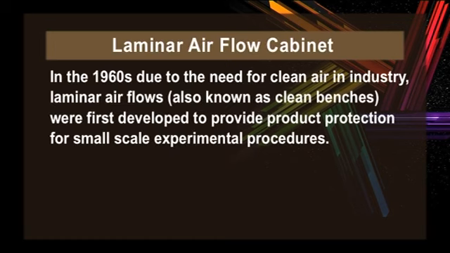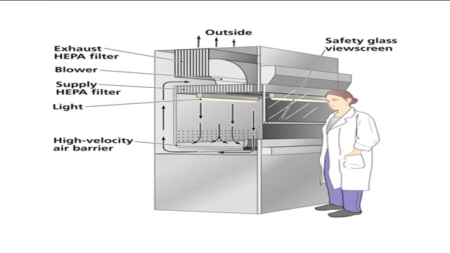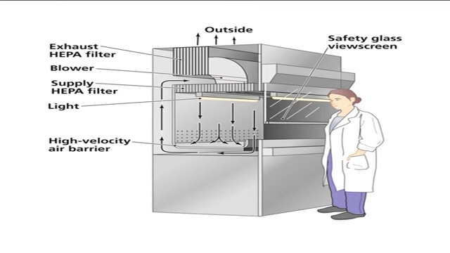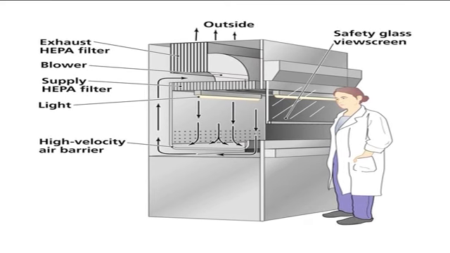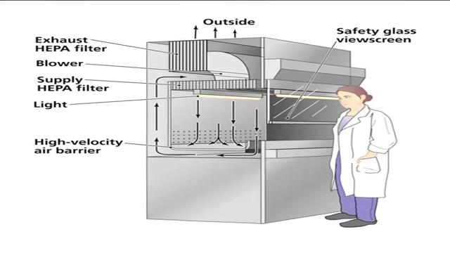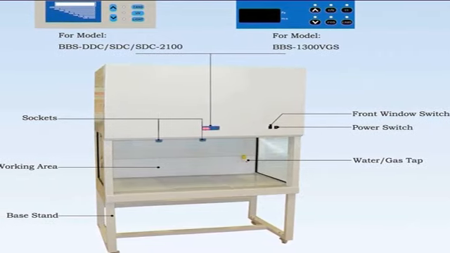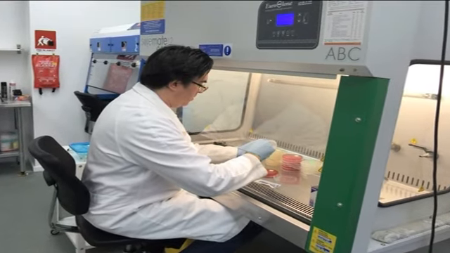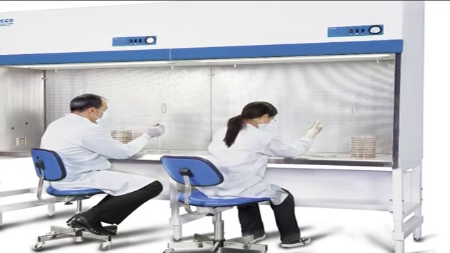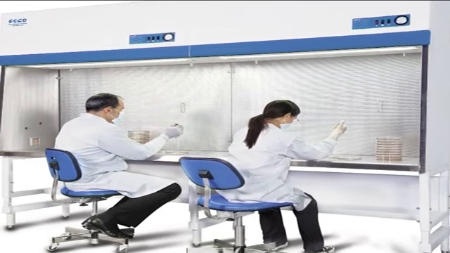In the 1960s, due to the need for clean air in industry, laminar airflows, also known as clean benches, were first developed to provide product protection for small scale experimental procedures. Laminar airflow cabinets have been used extensively in laboratory to provide an environment free from microorganisms with excellent and consistent results. In the laboratory, airborne contamination can often influence experimental procedures and results, which is why processes should be carried out under controlled environmental conditions.